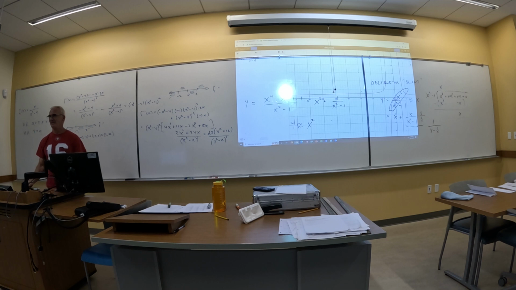Do I? I change concavity at 2 and negative 2, but those are vertical asymptotes, aren't they? Oh, I don't have any inflection points there. I just changed concavity there, but I also have 2 different pieces of the graph.